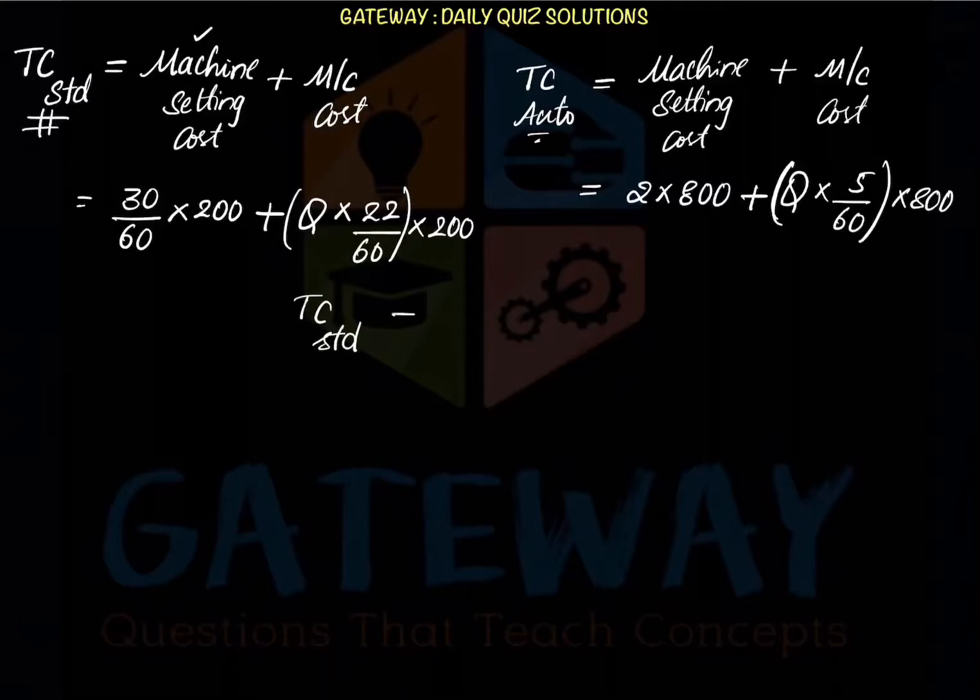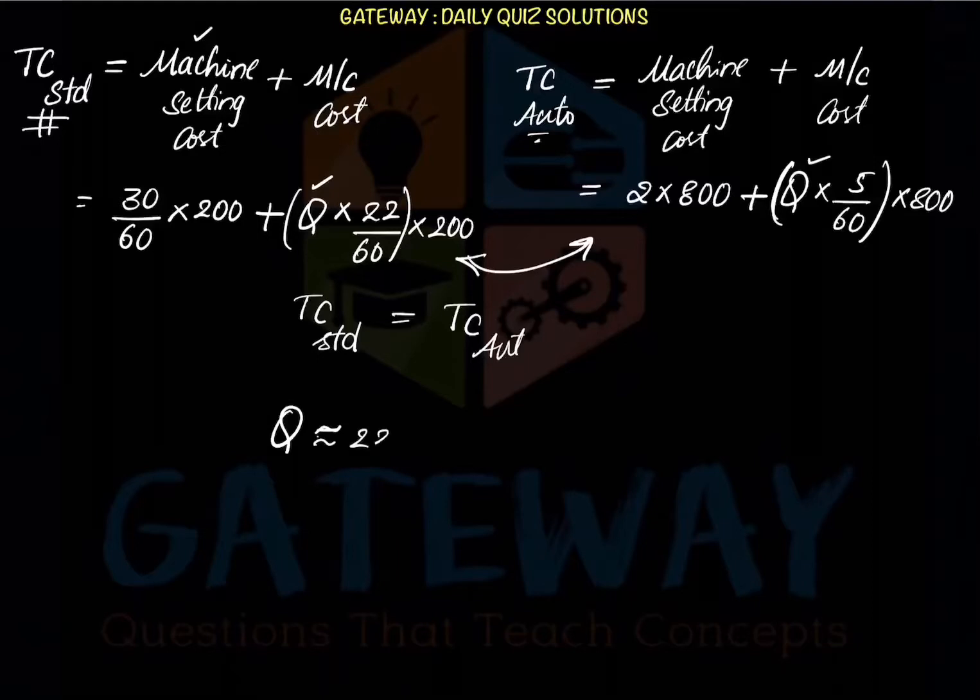The total cost at the standard machine tool is equal to the total cost at the automatic machine tool for q number of components. We do the break-even analysis. Here q was unknown. On substituting and equating both terms, we get the value of q as almost close to 225.